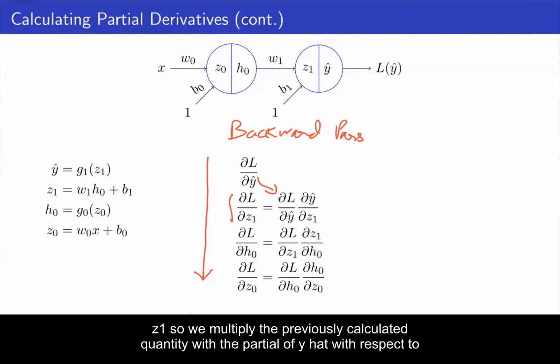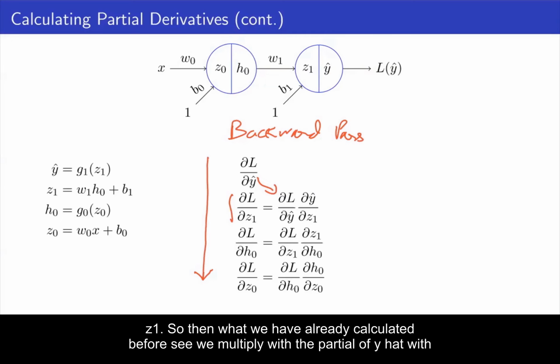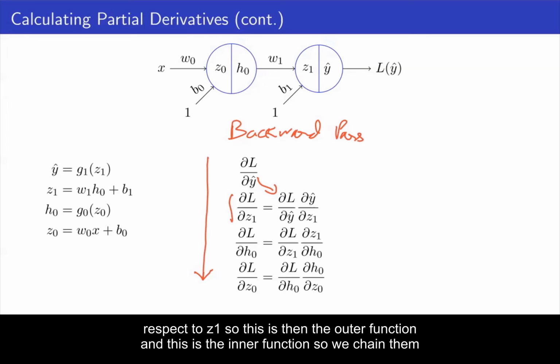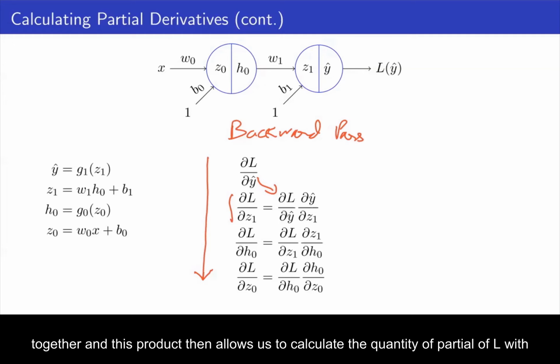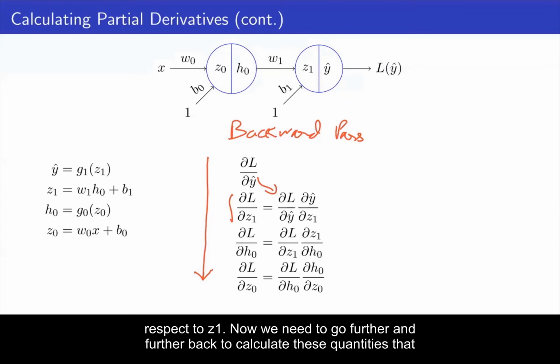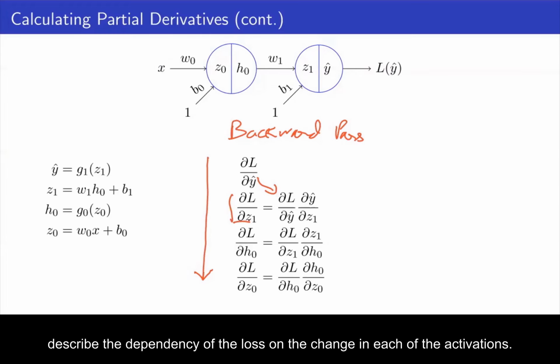So we multiply the previously calculated quantity with the partial of Y hat with respect to Z1. So this is the outer function and this is the inner function. So we chain them together, and this product then allows us to calculate the quantity of partial of L with respect to Z1. Now we need to go further and further back to calculate these quantities that describe the dependency of the loss on the change in each of the activations.